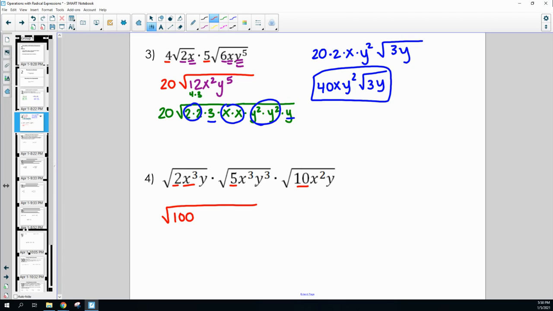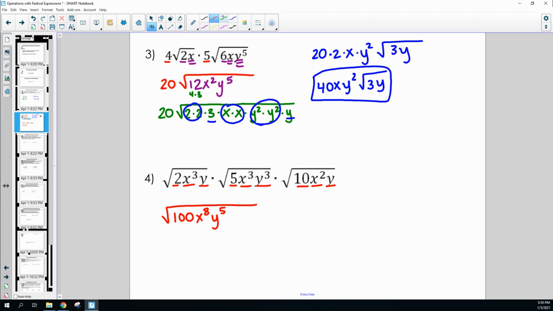X cubed times x squared. So I'm adding 3, 3, and 2. So that's going to give me x to the 8th. And then I have y times y cubed times y. So I'm going to add 1, 3, and 1. So this is going to give me y to the 5th.